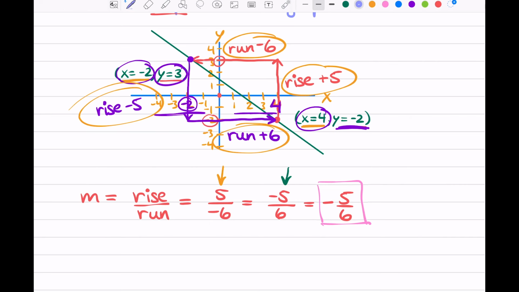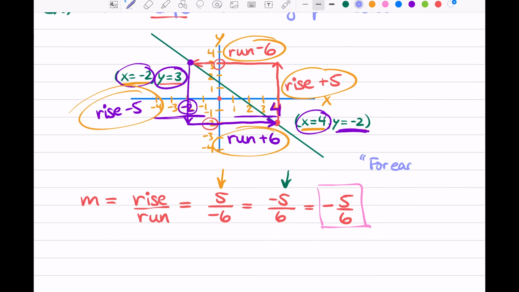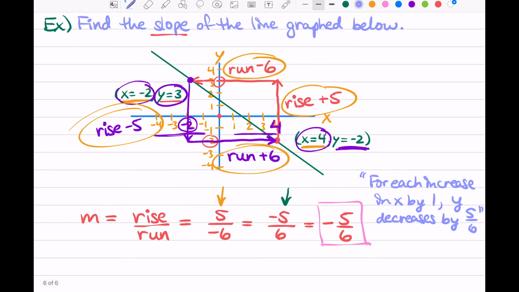we can say that for each increase in x by 1, y changes by -5/6, or you can say it decreases by 5/6. That is another way to think about it. So there's a few different ways to think about it, right? Like we talked about this way right here and this way, thinking about going from one point to the other. And now we're thinking of a per one step in x.